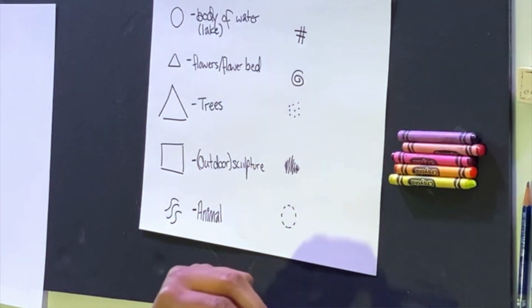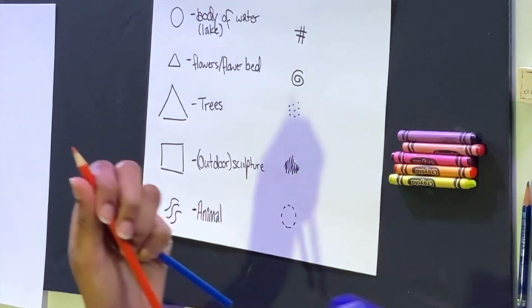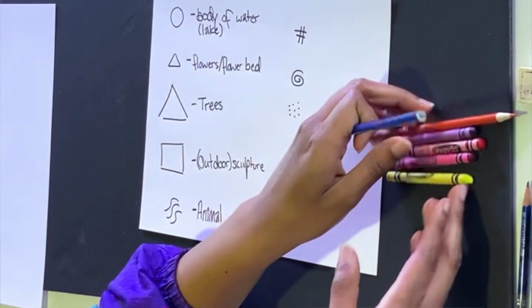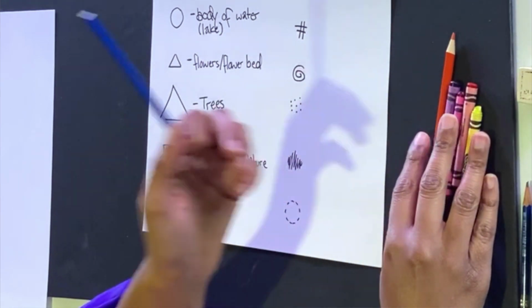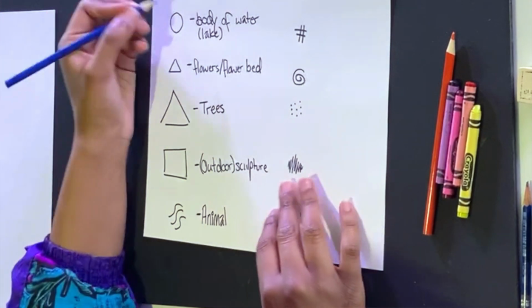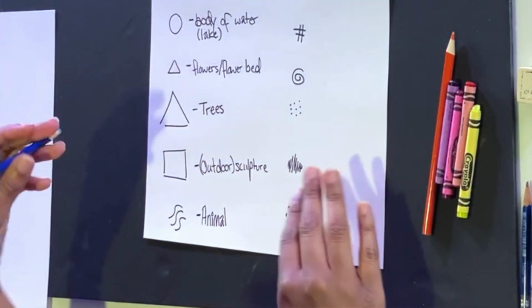I'm actually going to switch out my orange crayon for my orange color pencil. Some colors, I think I have an extra. I do have an extra. So I have 5 here, I have 6 colors, it's fine.